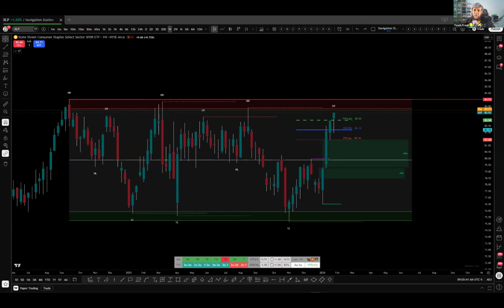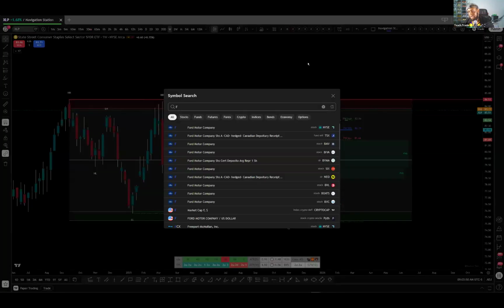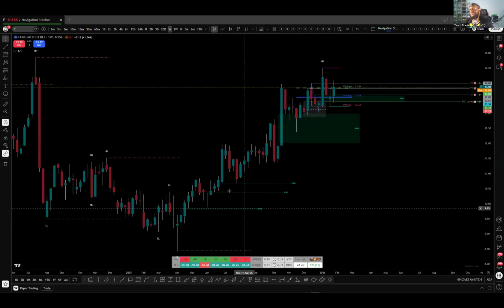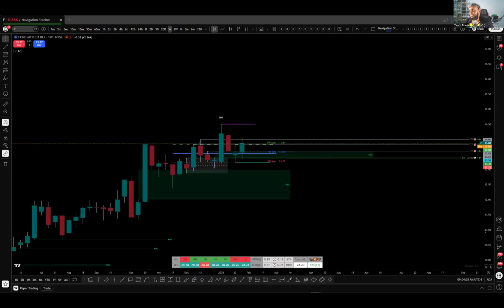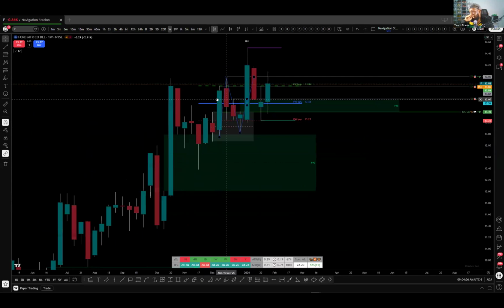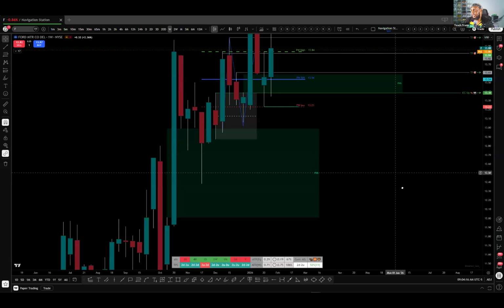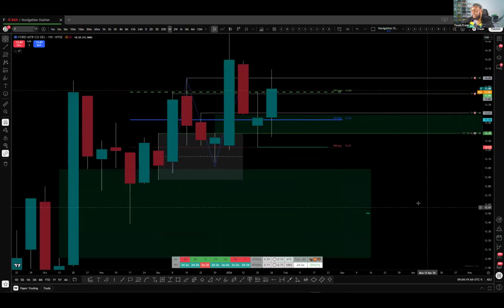Ford looking good for calls this week. $14 calls on Ford. What I liked on Ford is on the 4 hour. It had a nice move where it had a box and then it revisited into the box and then broke out of the box to tackle these swing highs here. So you can see it on the screen. I still have it drawn.